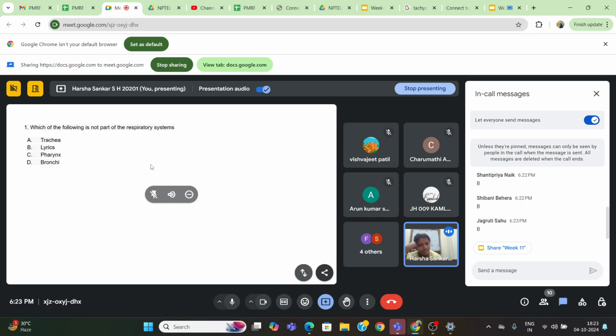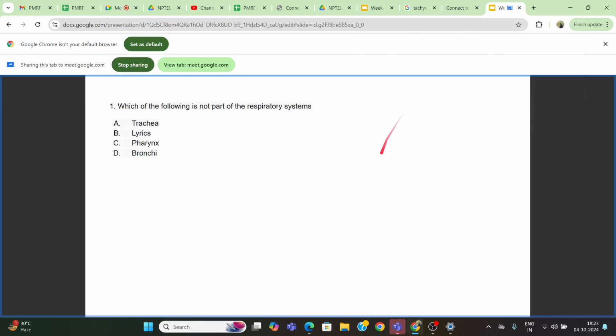Why? What is the trachea? As we said, it is the windpipe. Then pharynx and larynx are also components. Bronchi is also part of the respiratory system.